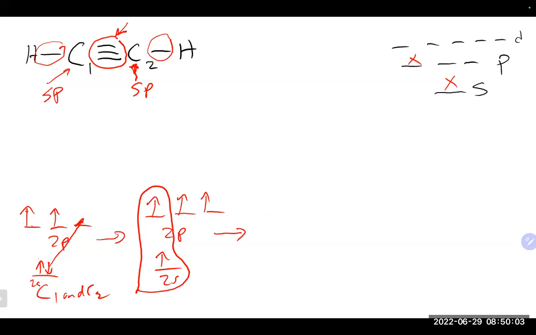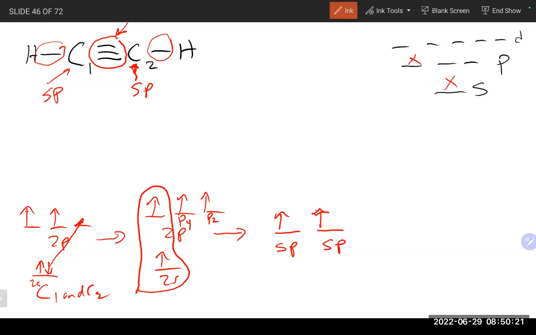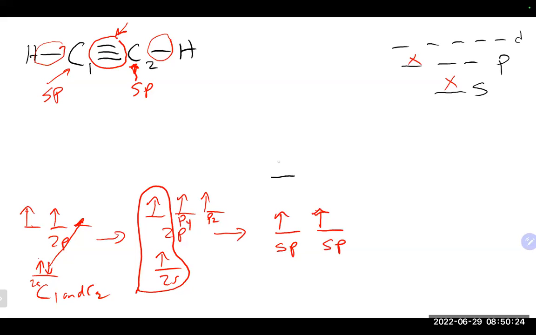And when those 2 guys hybridize, it is going to give us equivalent sp hybrid orbitals, which each have an electron. Now, in this particular case, the py and the pz orbital did not hybridize. So we will have 2 unhybridized orbitals that will each have an electron. And again, that's the py and pz orbital that's unhybridized. And this would be for carbon number 1. Now, carbon number 2 happens to be identical to it, so it would obviously have the same hybridization scheme.